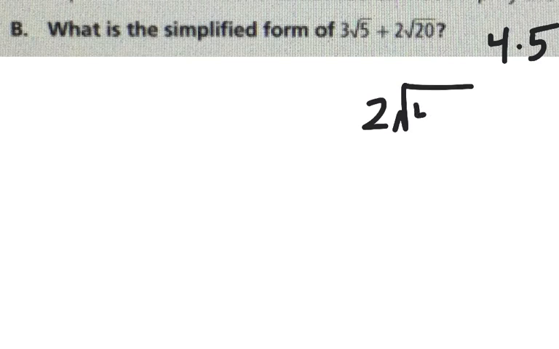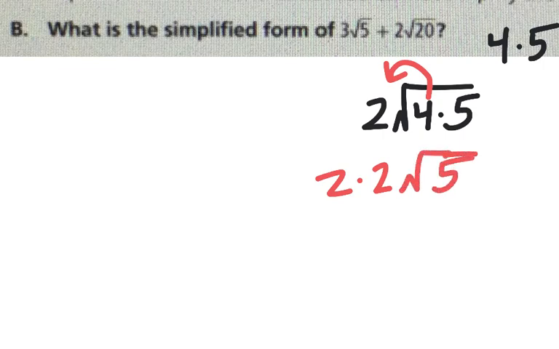So 2 radical 20 is the same thing as 2 radical 4 times 5. Now, what is the square root of 4? It's 2. So now I have 2 times 2 radical 5. And 2 times 2 is 4 radical 5. Everybody see how all that works out?